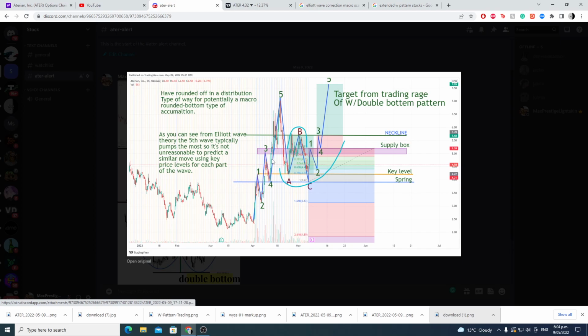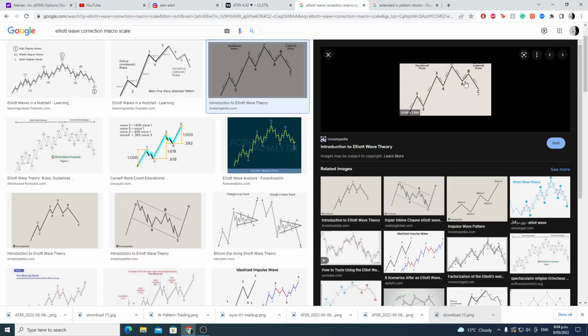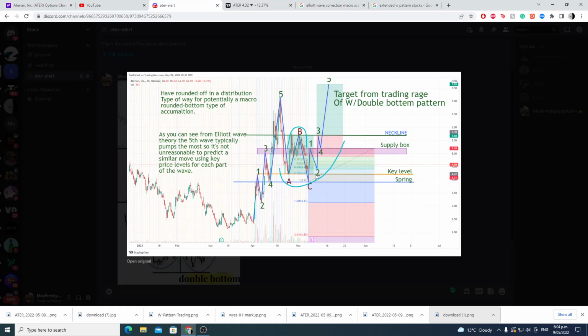Now, this is just a theory, and even if this isn't an Elliott wave, it doesn't matter because it's kind of in the past. Now, we've got 1, 2, 3, 4, 5, with 5 being our largest move. Keep that in mind. We've got an A, B, C correction. And we could possibly break down from this key level, which is around 423, and come down to this last point of resistance, which is quite strong, about 393, which is our spring.